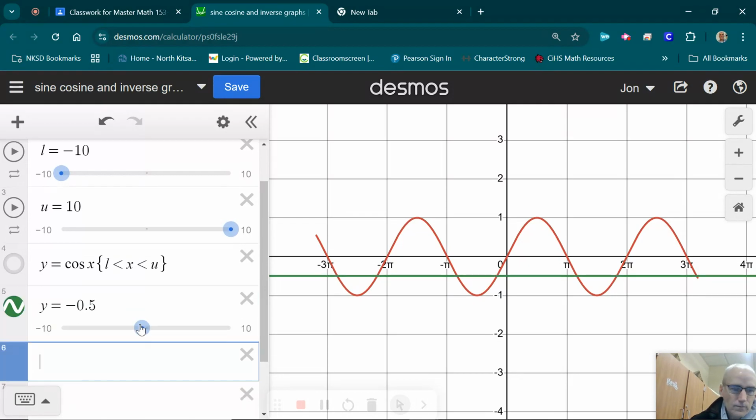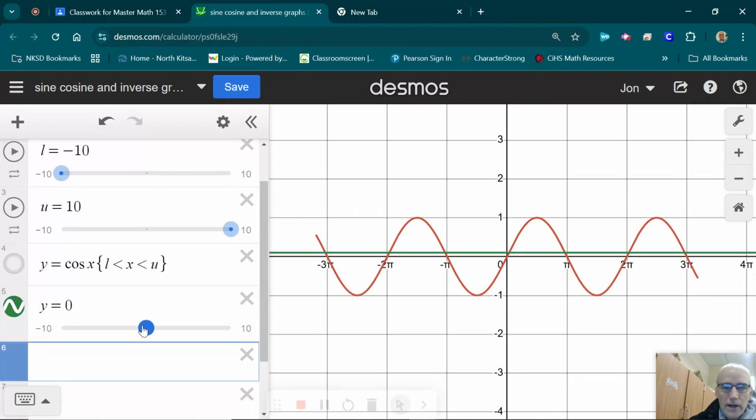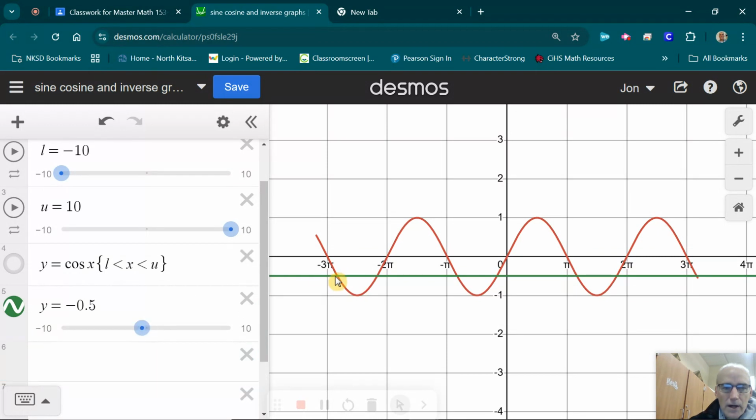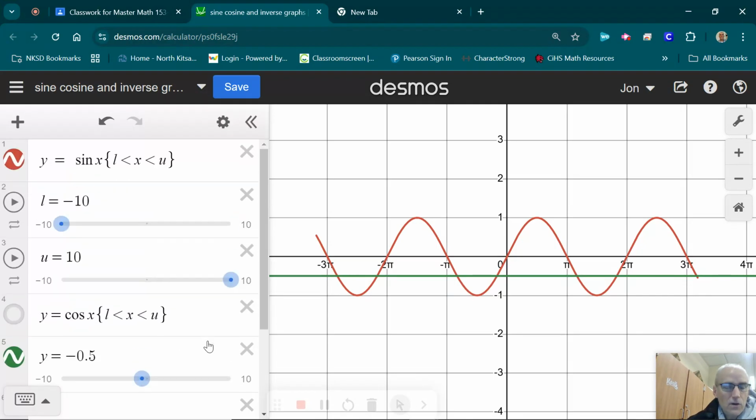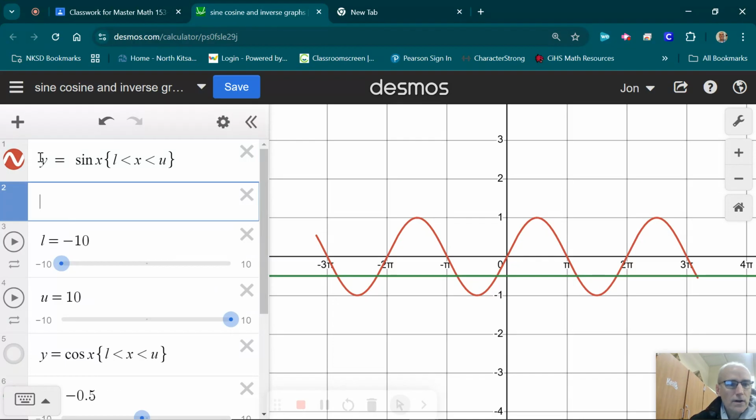So now, as I move this green line around, you can see that it's crossing in more than one spot. 1, 2, 3, 4, 5, 6, 7 spots. That means that my inverse function would not be a function, okay? So let's check this out. Let's change the x and the y. Where the x and the y are, let's just switch where they're at. X equals sine of y. And you can see that this guy right here is definitely not a function, right?